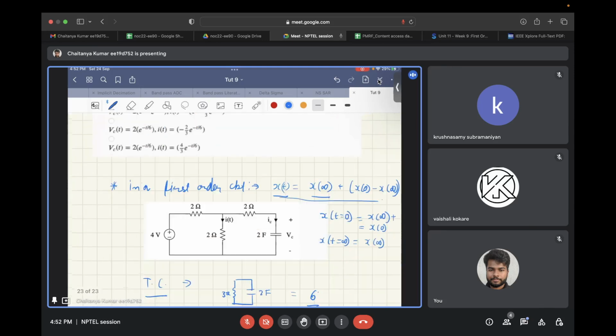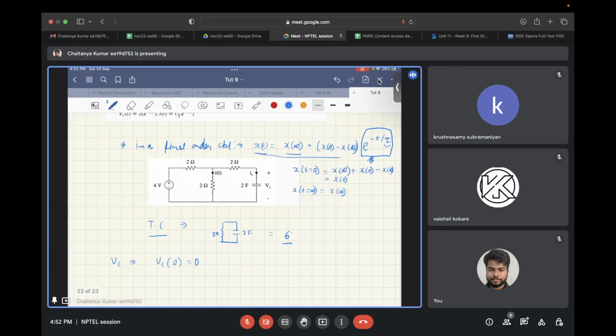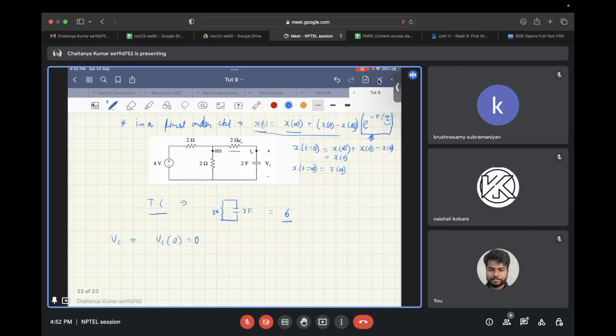Now finding the current I(t) and voltage VC. So first, let's start with VC. That has been given in the question itself: the initial condition VC(0) is equal to 0. For finding VC at the steady state, you need to draw the steady state circuit. In steady state, this resistor won't be in the picture. The 2 ohm in series with the 2 farad capacitor won't contribute anything, because the capacitor is of infinite impedance, so no voltage drop across this resistor.